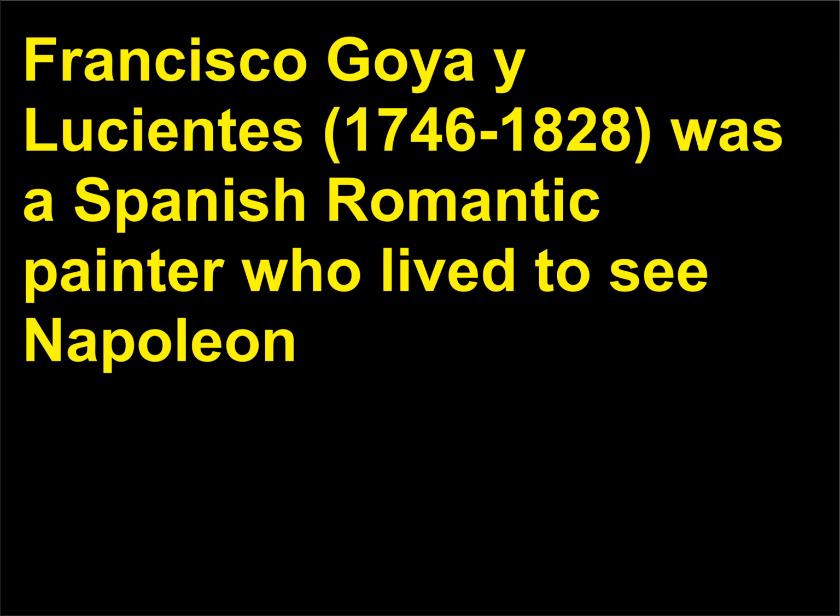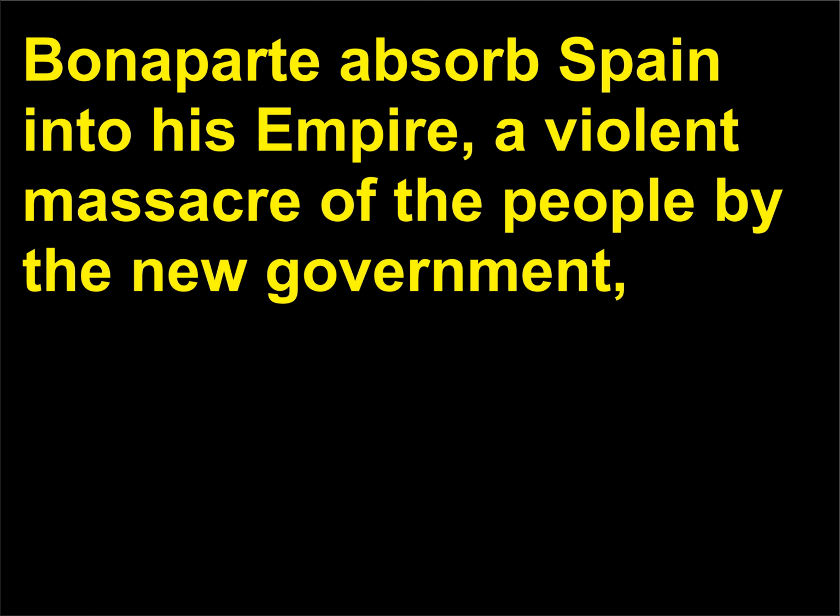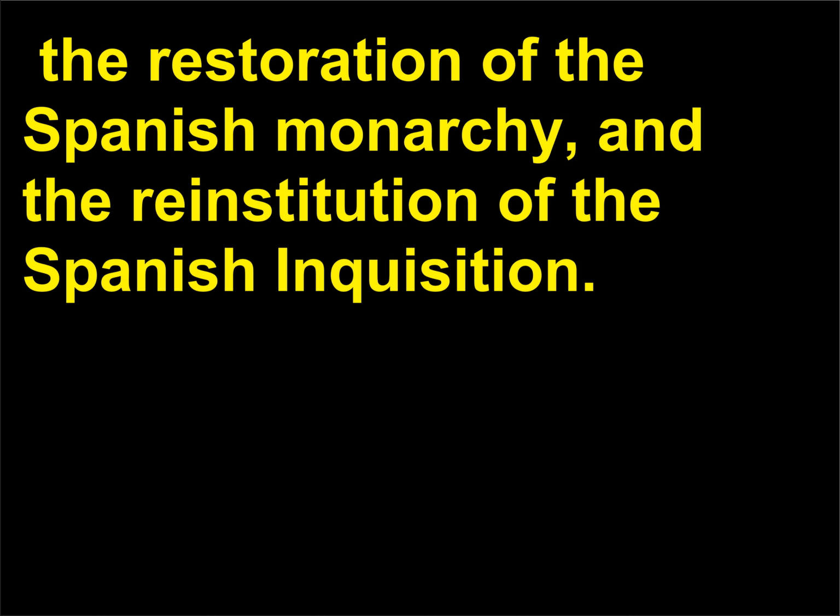Francisco Goya y Lucientes, 1746 to 1828, was a Spanish Romantic painter who lived to see Napoleon Bonaparte absorb Spain into his empire, a violent massacre of the people by the new government, the restoration of the Spanish monarchy, and the reinstitution of the Spanish Inquisition.